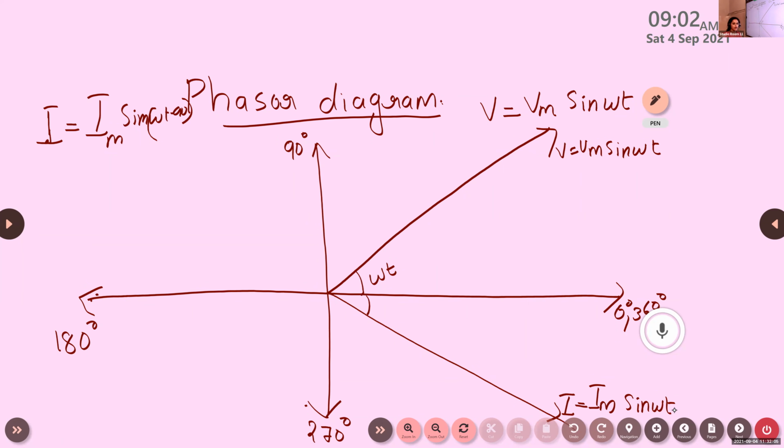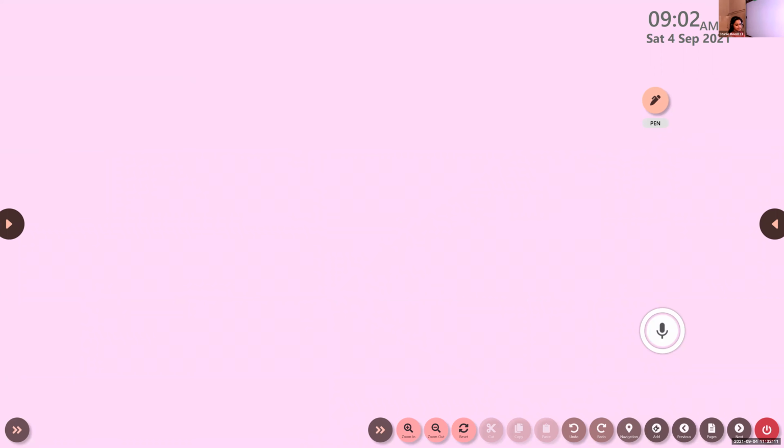Here we need to discuss one more graph in the case of AC voltage through inductor, a special case.